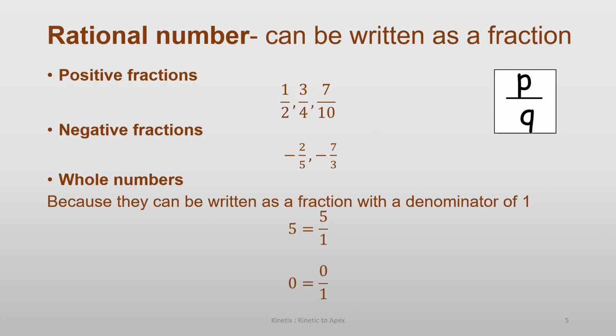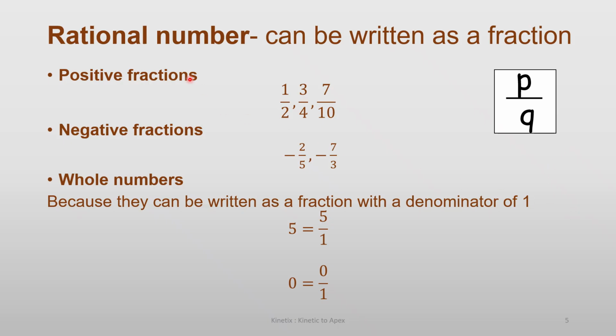Basically what we have understood is that anything that can be represented in the form of p by q is known as a rational number, where q is not equal to 0. If q equals 0, the value will be infinite, hence it will not be a rational number. Important concept: q should not be equal to 0, then only it will be a rational number.